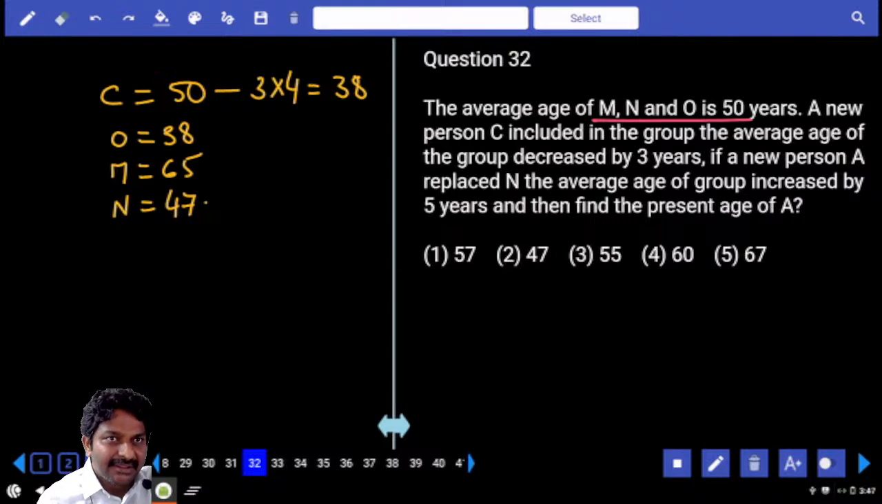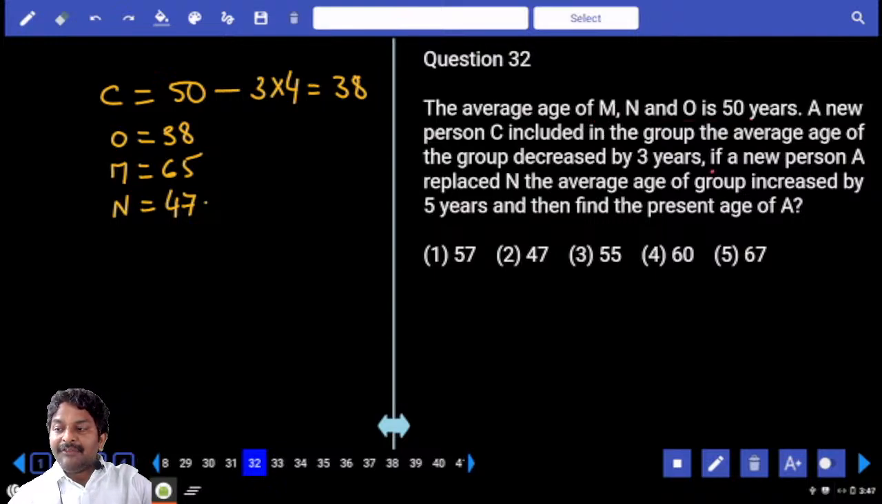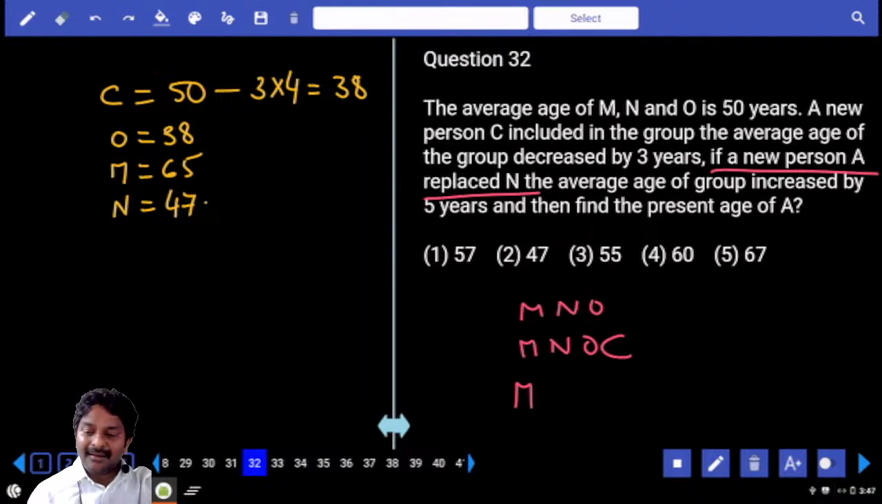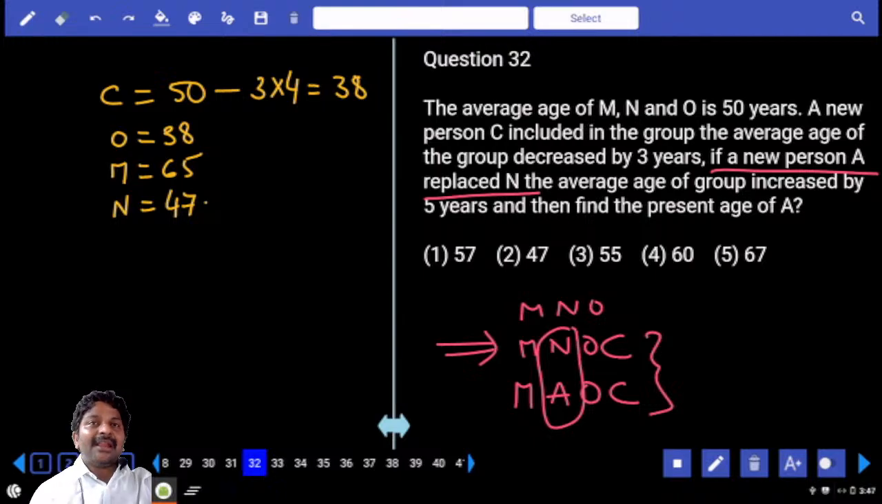Then N's age must be 47. If a new person A replaces N, we had M N O, and M N O C. Now A is replacing N out of these 4 people. Now we have M A O C. So whatever change there is in the average is because of N and A only. When C joined, the average decreased by 3 from 50, so it becomes 47.